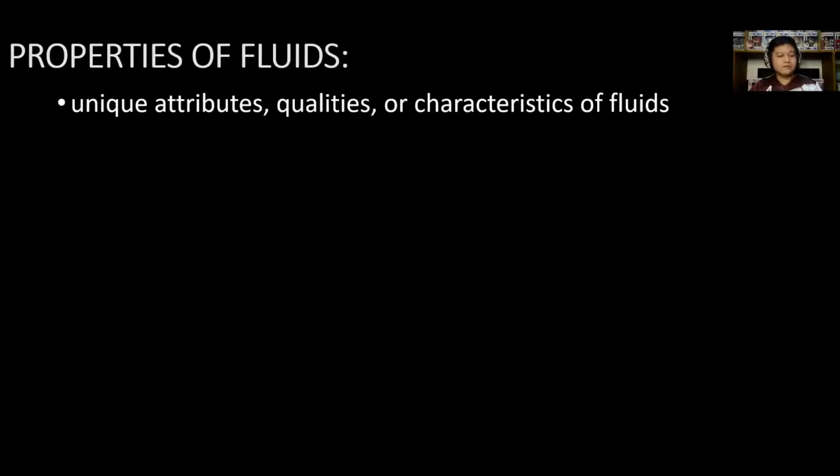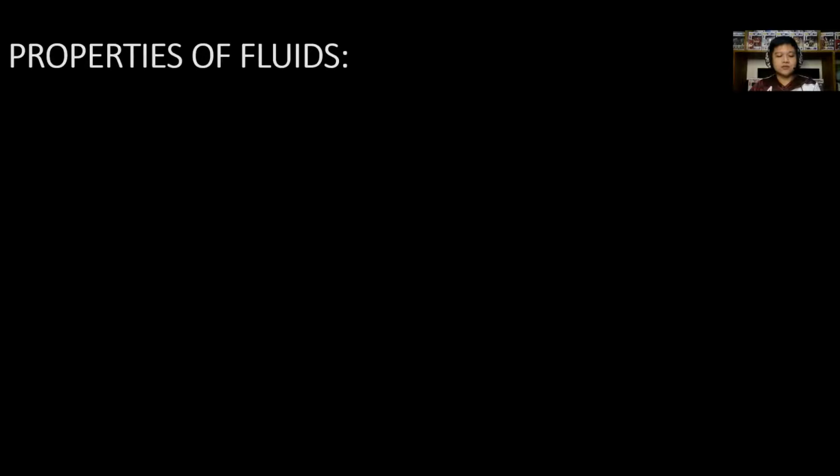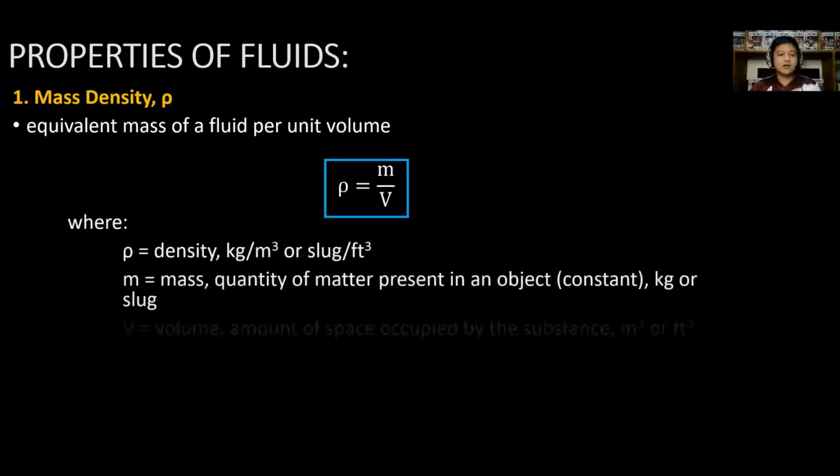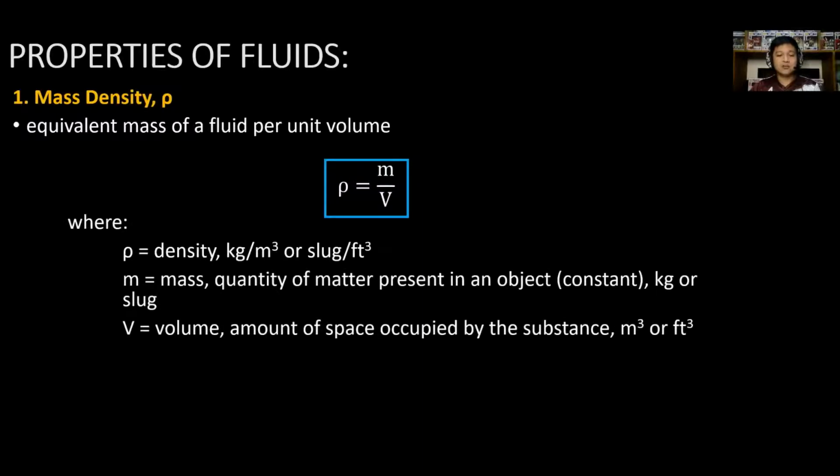So for the properties of fluids, let us now consider these properties as the unique attributes, qualities, or characteristics of the fluids. First is the mass density, or Greek letter rho, defined as the equivalent mass of a fluid per unit volume. In formula, rho is equal to m over V, where rho is the density in kilograms per cubic meter or slug per cubic foot.